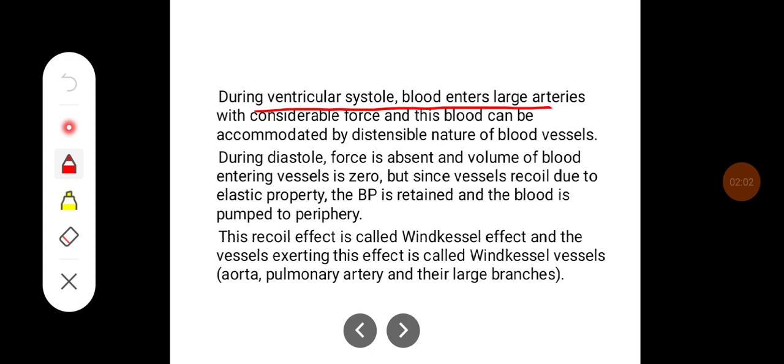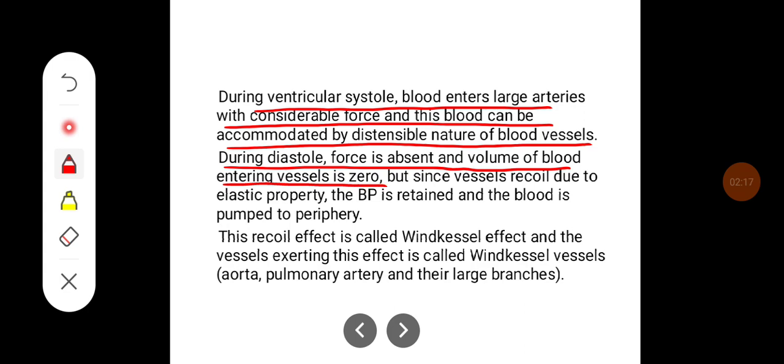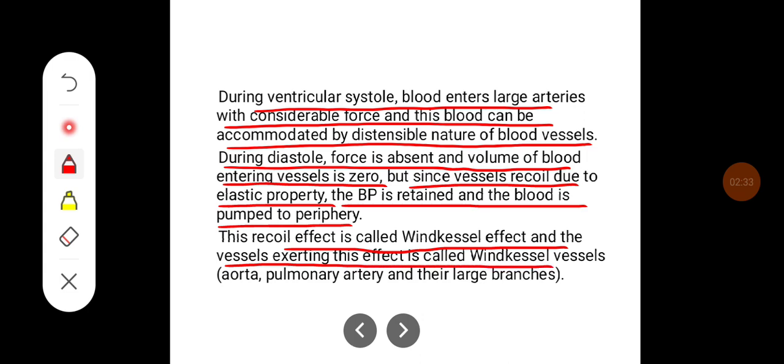During ventricular systole, the blood enters the large arteries with considerable force, and this blood can be accommodated by the distensible nature of the blood vessels. During diastole, force is absent and the volume of blood entering the vessels is zero. But since the vessels recoil due to their elastic property, the blood pressure is retained and the blood is pumped to the periphery. This recoil effect is called the Windkessel effect, and the vessels exerting this effect are called Windkessel vessels. For example, the aorta, pulmonary artery, and their large branches.